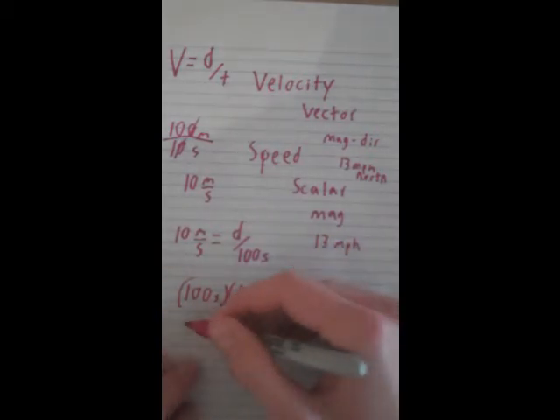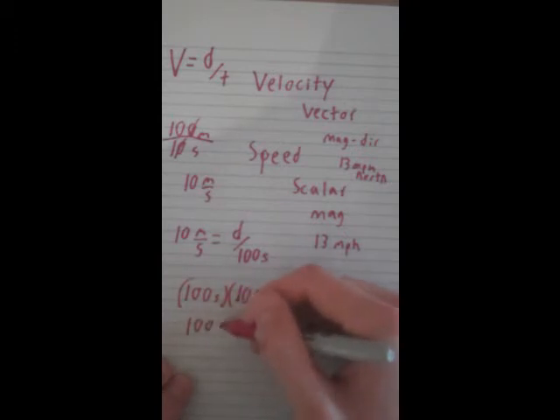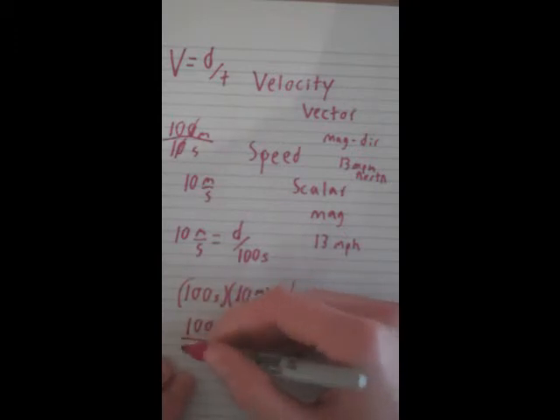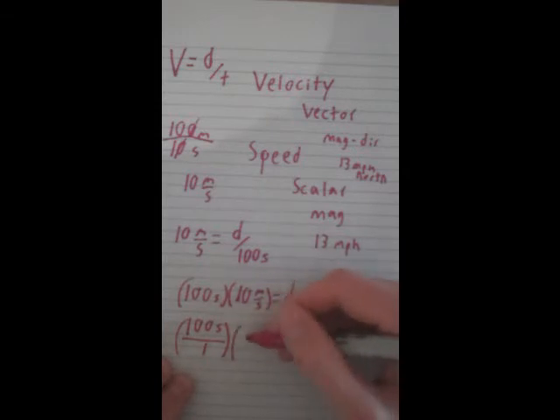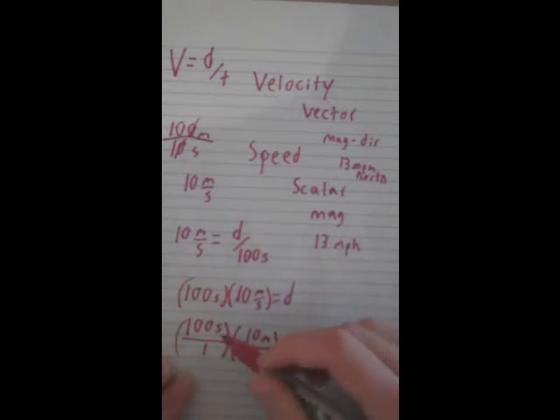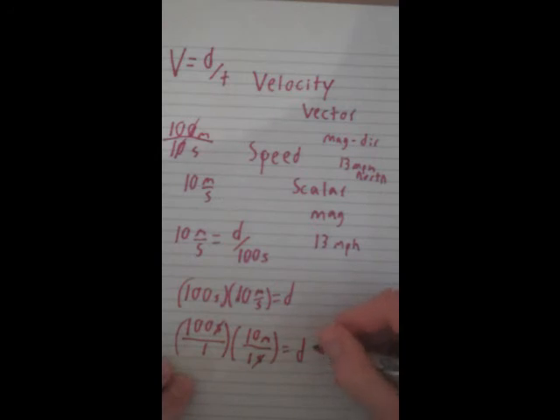Now let me write it more like this: 100 seconds over 1, and 10 meters for every 1 second, just so we can see this more clearly. We can see that there is a seconds on the top and a seconds on the bottom, so we can cancel them out. The rest of the problem is just 100 times 10 meters. So our distance equals 1,000 meters.